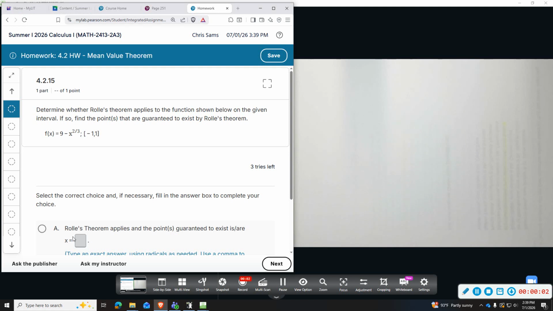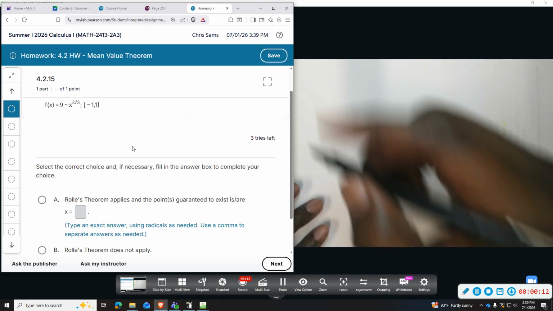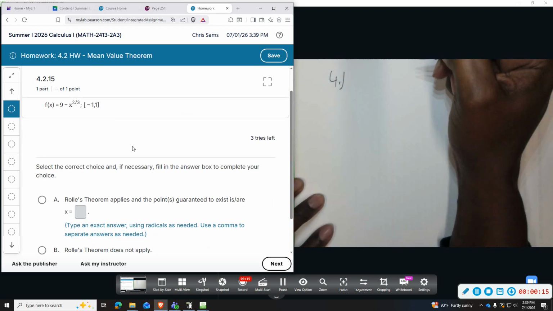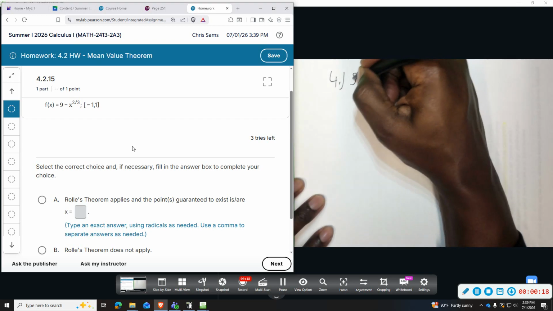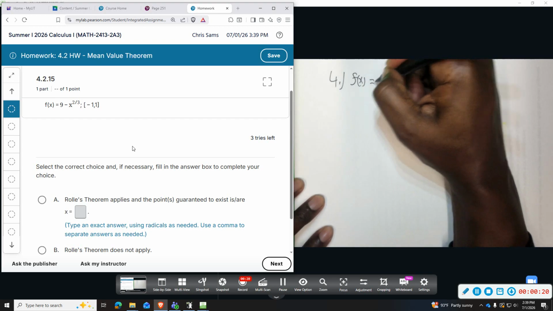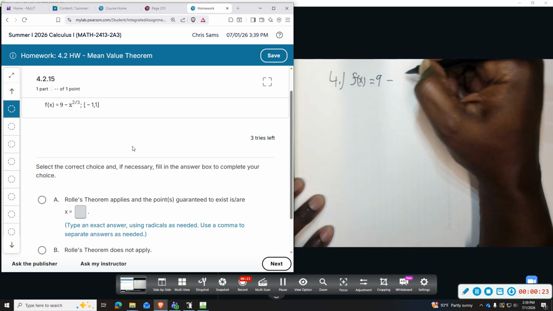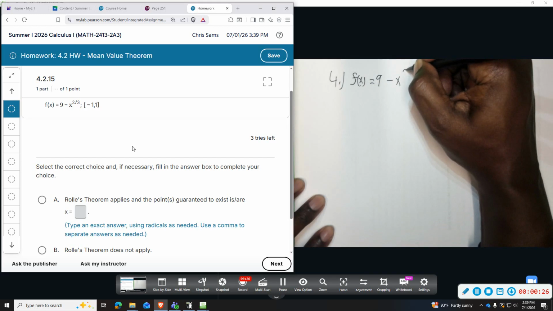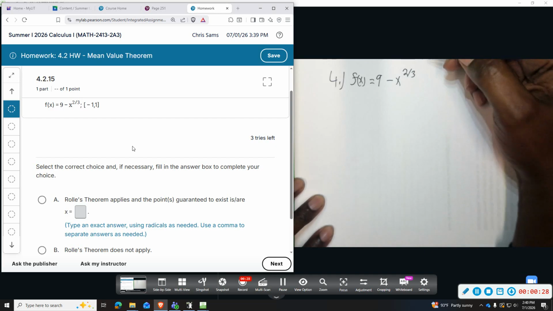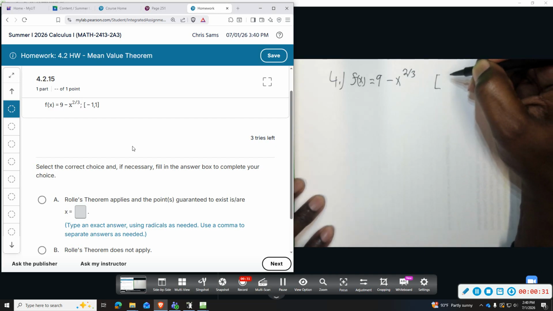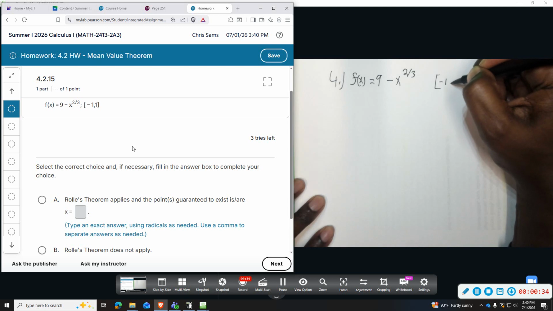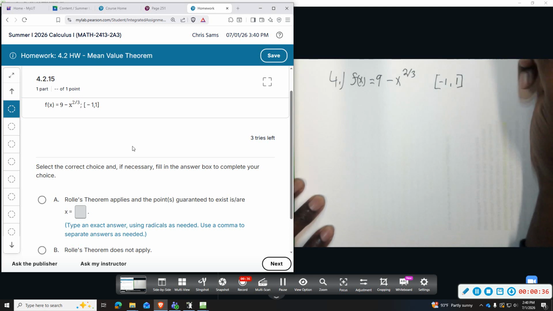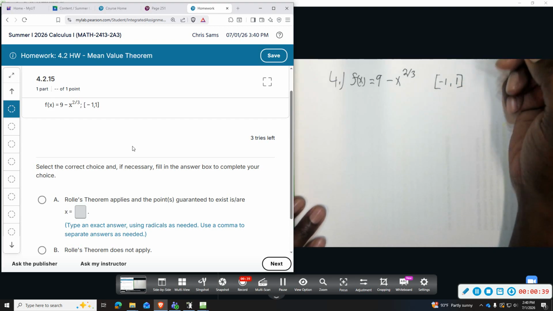All right, number 4, we want to determine if Rolle's theorem applies to the function below on the interval, and we're going to give the points that are guaranteed to exist. We're given f of x equals 9 minus x to the 2/3, and we are on the interval -1 to 1. First I'm going to verify that both of these endpoints give the same value.